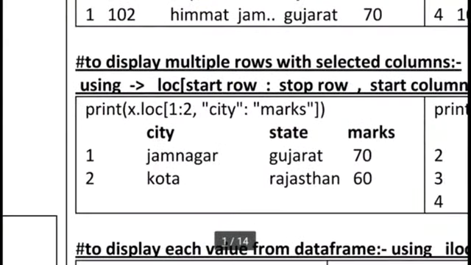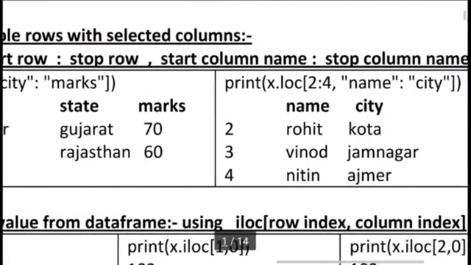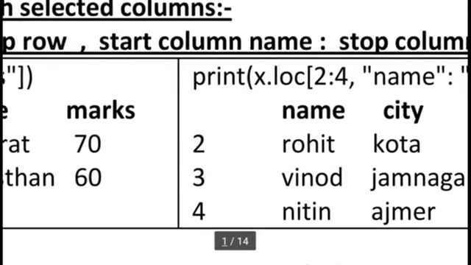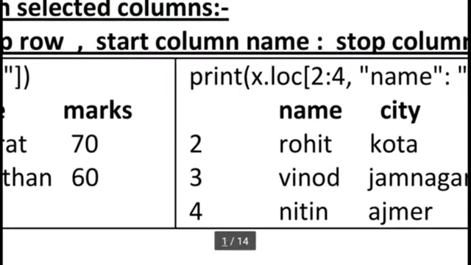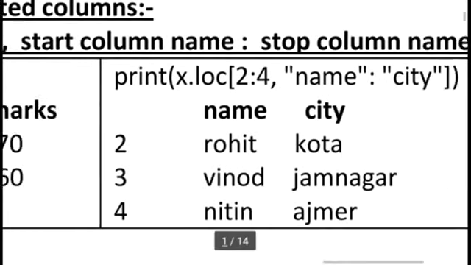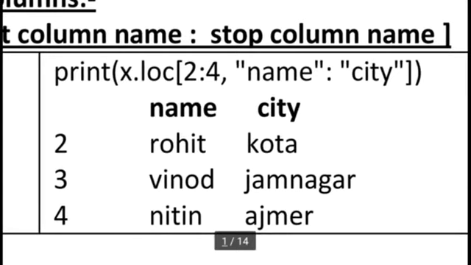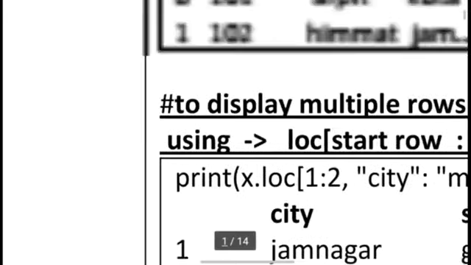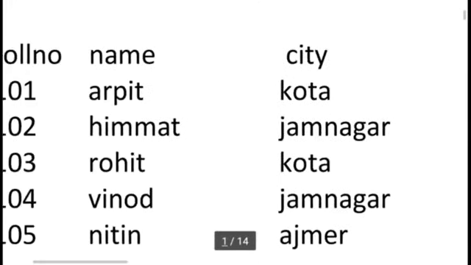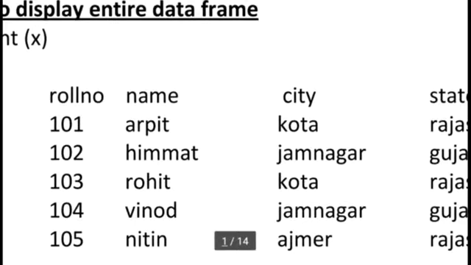Okay, I am taking another example. Suppose here I am using x dot loc square bracket 2 colon 4, meaning the index 2 row, index 3 row and index 4 row will come. But in these selected rows I also want to select columns, and I want to display from name to city. Here name, then city.